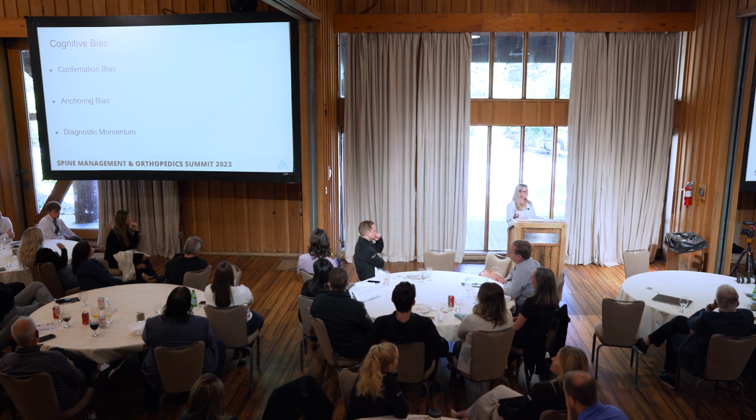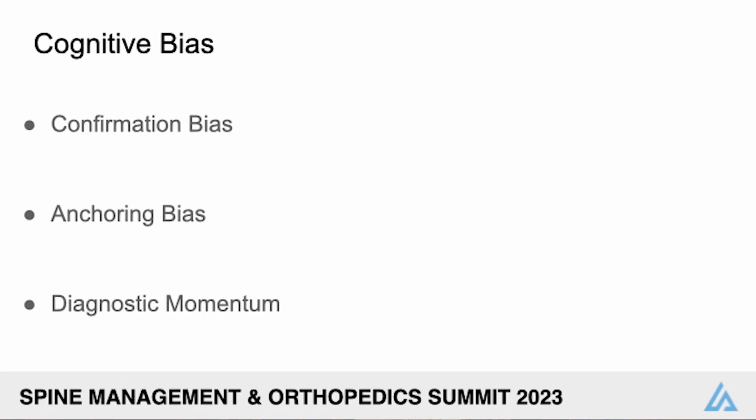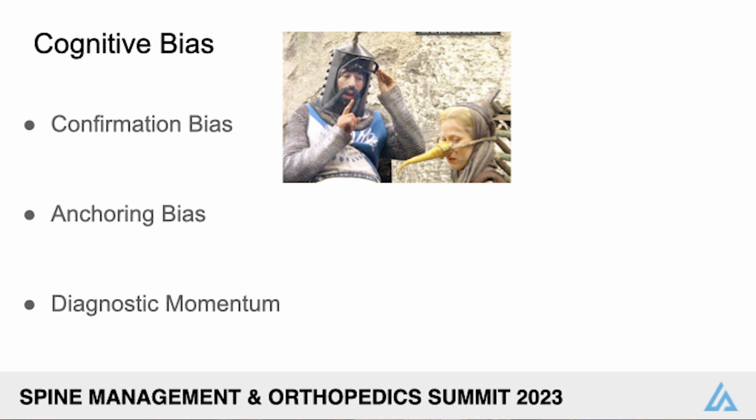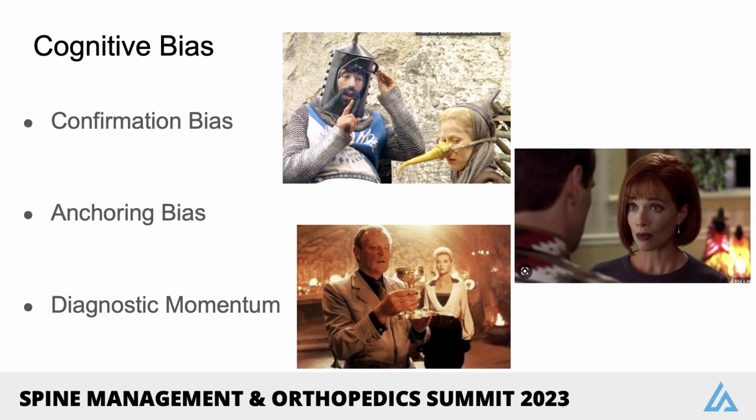So let's review. Cognitive bias. With confirmation bias, we learned that a wart equals a witch. In anchoring bias, we saw how Lloyd anchored to the one chance, right, and ignored the 999,999 other reasons. And in diagnostic momentum, how the collector blindly accepted a chalice without sufficient skepticism.